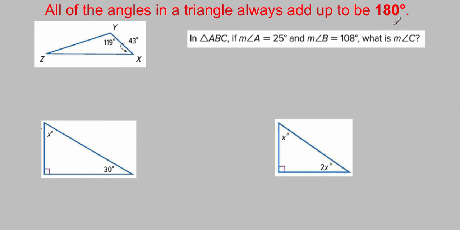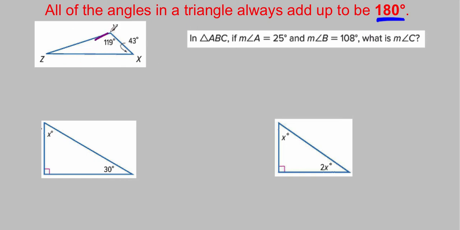All of the angles in a triangle always add up to be 180 degrees. Doesn't matter what kind of triangle it is, it doesn't matter how it looks. If you were to take all three angles in any triangle, they're always going to add up to be 180 degrees. So this is where you're going to have to do a little bit of math. If we know they add up to be 180 degrees, that means we can work backwards to figure out a missing angle. So take this one up here.